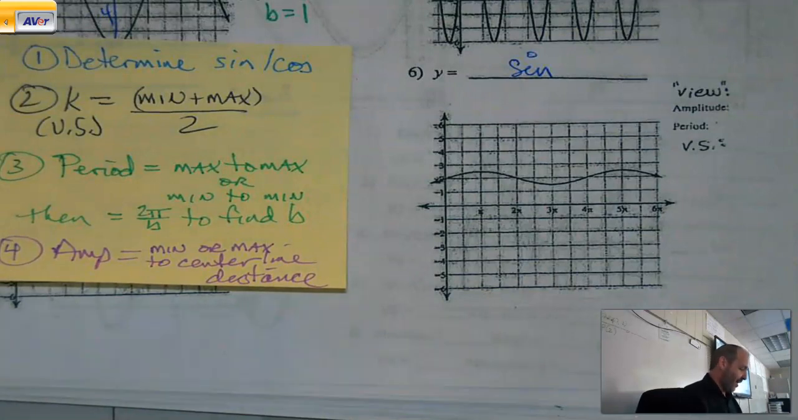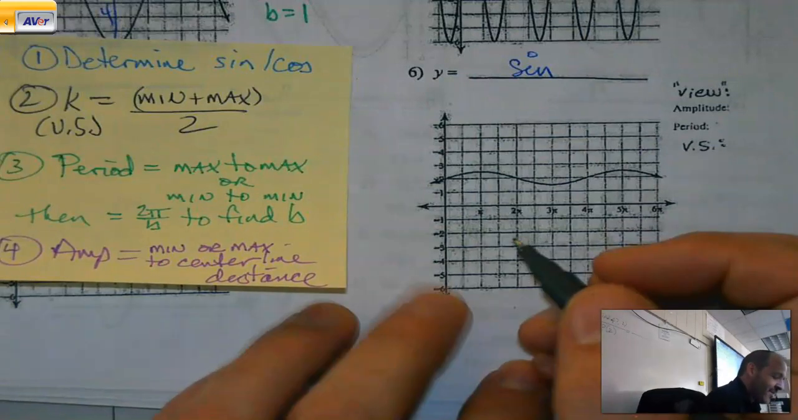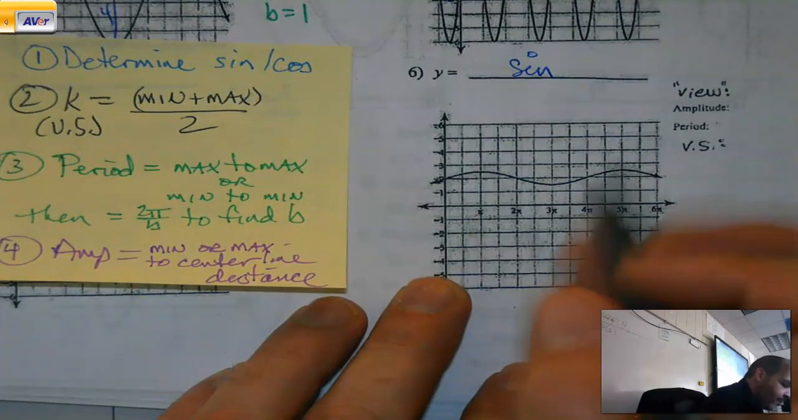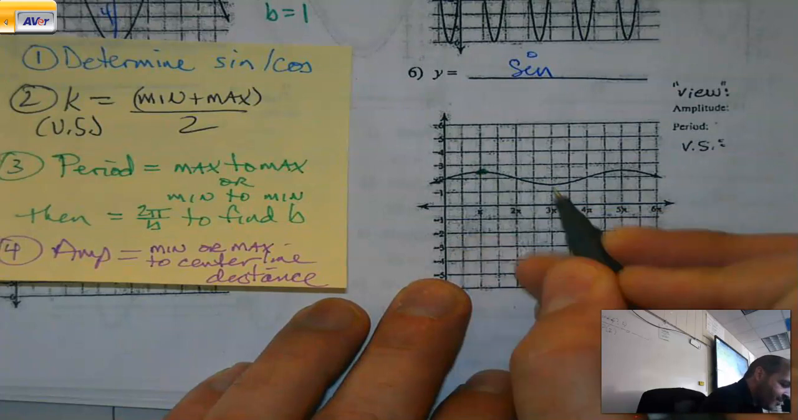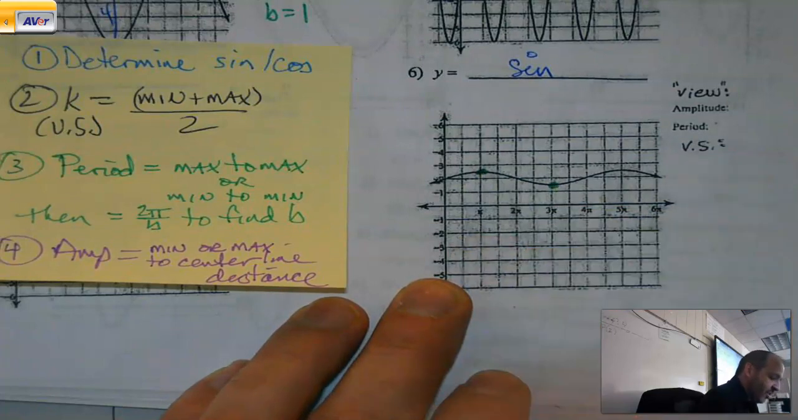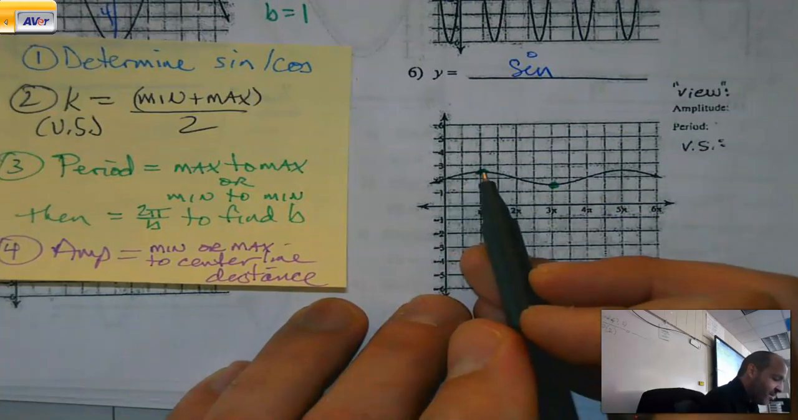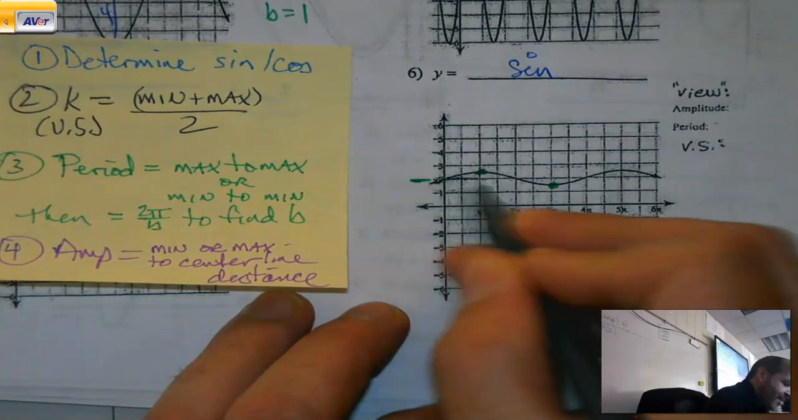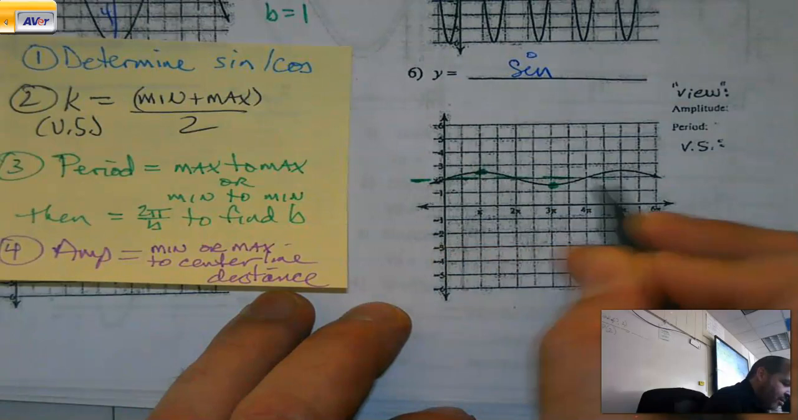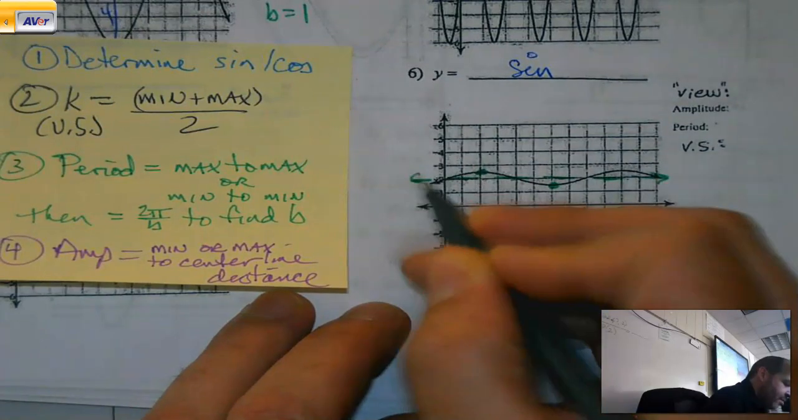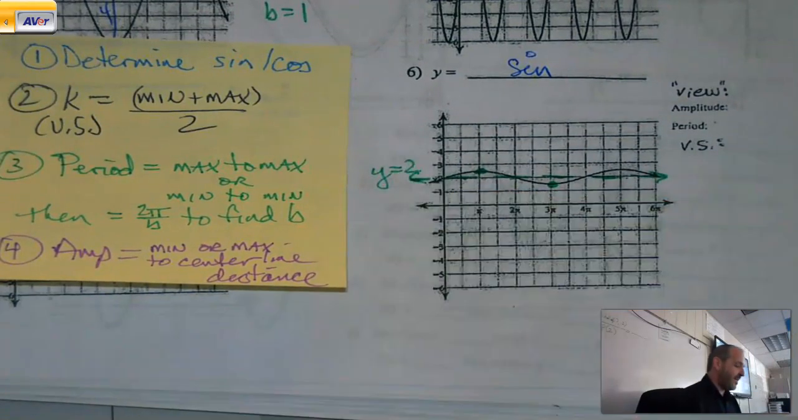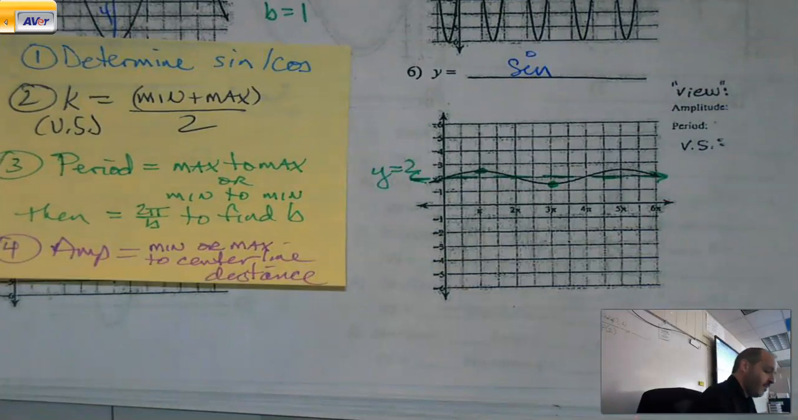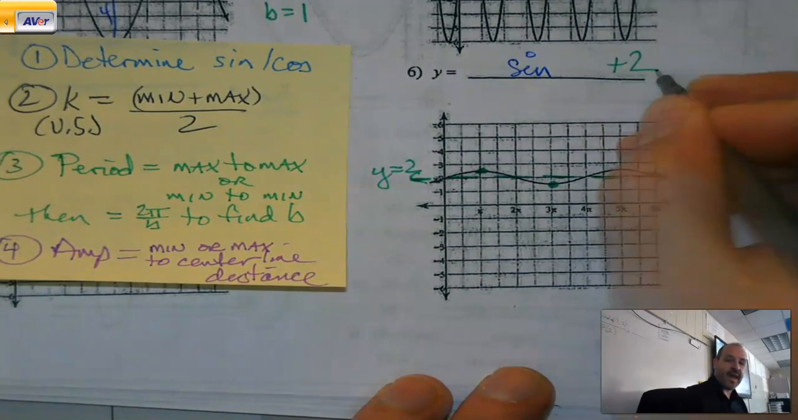So then I'm like, okay. Min plus max. Hardy. These aren't even on whole numbers this time. Nope, no, they're not. So it looks like we're at about 2.5 there, and about 1.5 here. This one I think is easier just to eyeball. Looks like my center line is at 2. So that would be my K value.